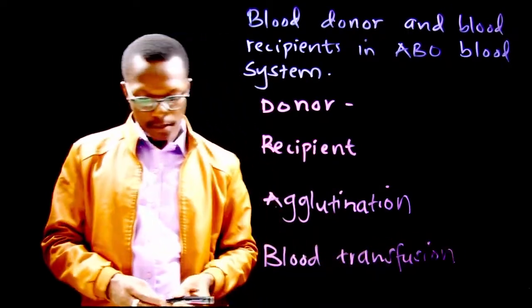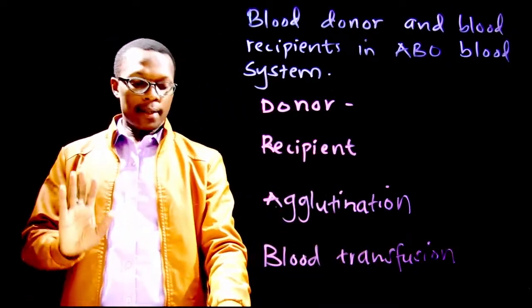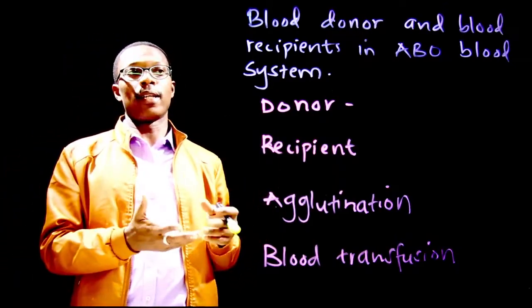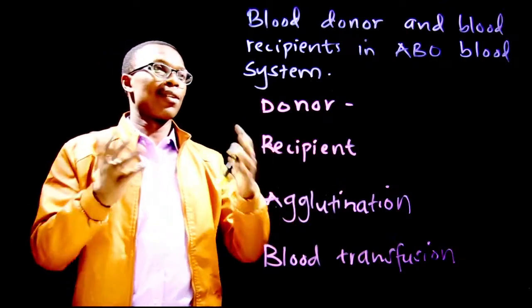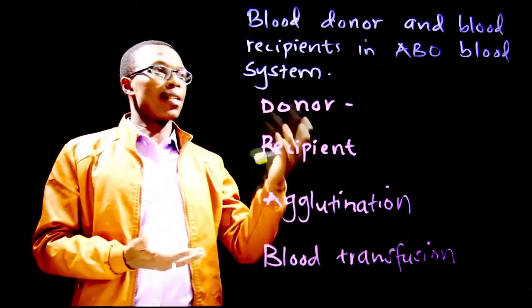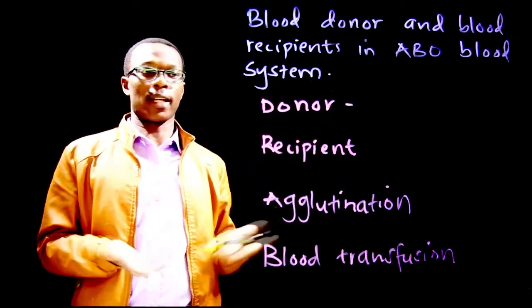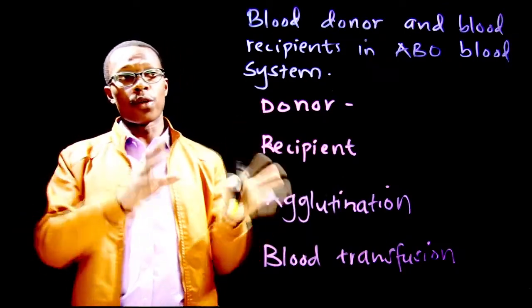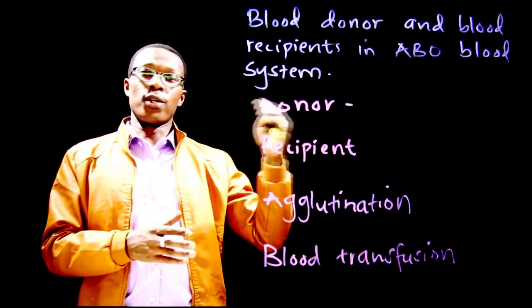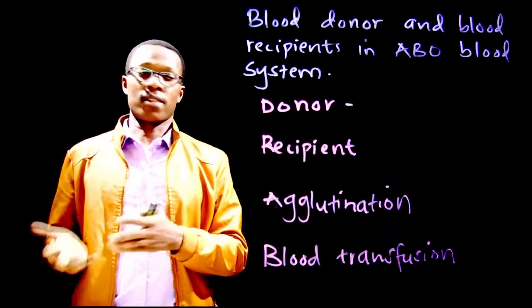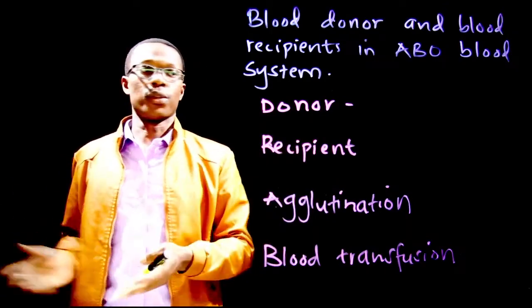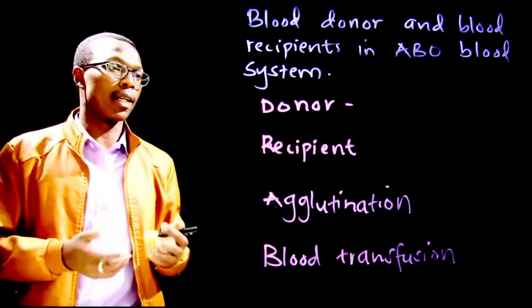Blood transfusion. Perfect. Now listen, this is just going to help us, for example if you've been asked what is a blood donor, who is a blood recipient, so that you are familiar with these terms. After that, we're now going to see, when you have a donor and also a recipient, who can donate blood to who, in which category of blood group.